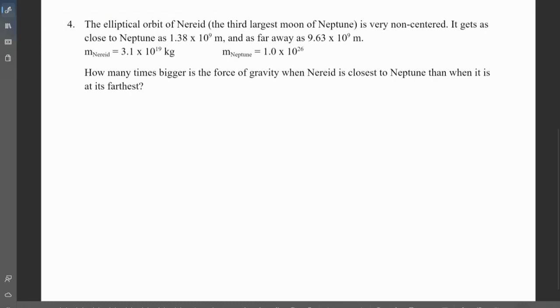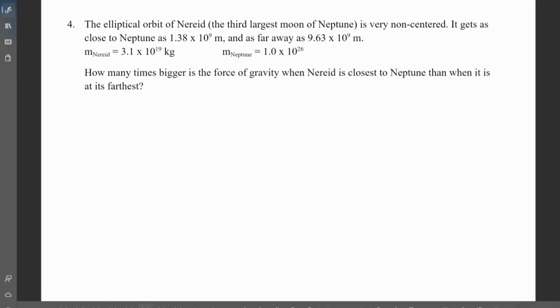So the elliptical orbit of Nereid, that's how you say this, Neptune's third largest moon, is very non-centered. It gets as close to Neptune as 1.38 times 10 to the ninth meters, and as far away as 9.36 times 10 to the ninth meters. I'm going to give you the mass of Nereid and the mass of Neptune. How many times bigger is the force of gravity when Nereid is closest to Neptune than when it's at its farthest?